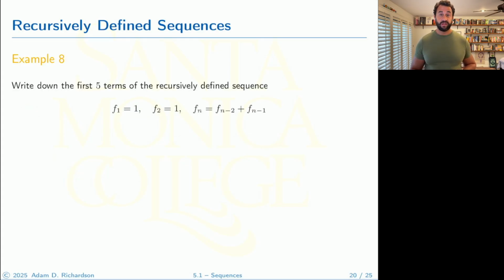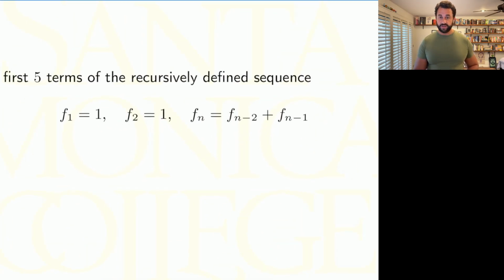I want you to try this one on your own, but let me explain it. I want you to write down the first 5 terms of this sequence, which is defined recursively. So here's what it's doing. F1, the first term, is 1. F2, the second term, is also 1. Then, if you want to produce the nth term, you add up the previous 2 terms. That's what this is saying. As a little hint, if you wanted to find F3, you would add up F1 plus F2.